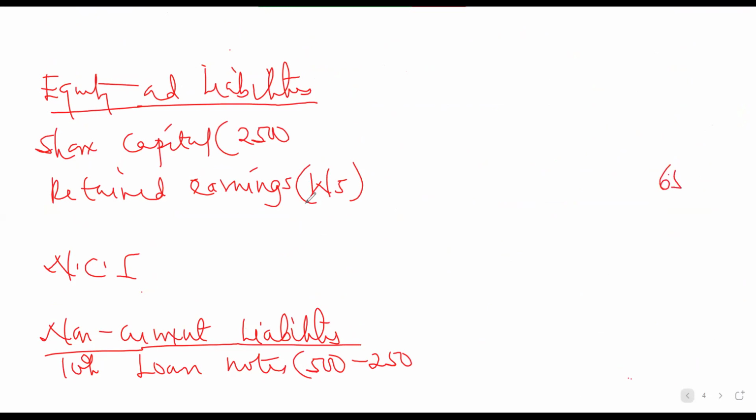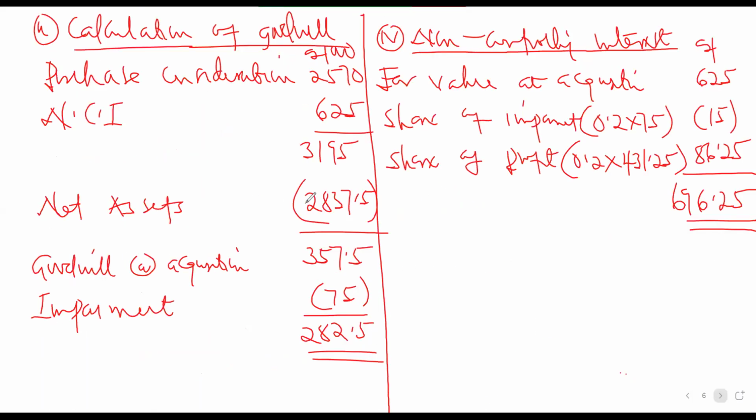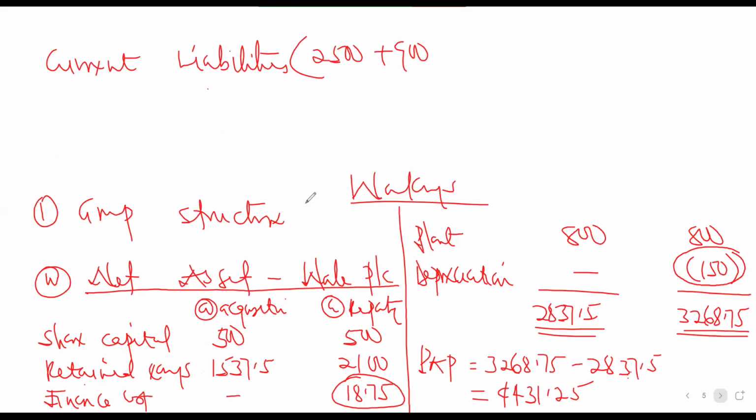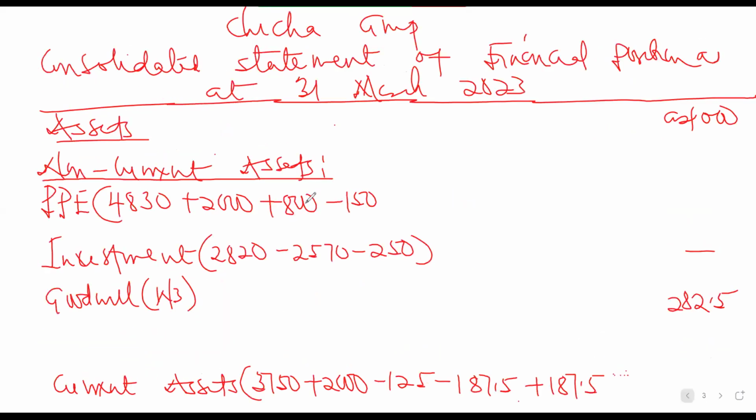So let's count to workings 5 here. We have 6541.25. We have 2,500. The NCI will be workings 4. What are we having for the NCI? It's 696.25. This one will be 250 here. Our liabilities will be 3,400 here. So let me just bring the 3,400 here. Let's go to our assets. What will be the PPE figure? 4830 plus 2,000 plus 800 minus 150. 7480.